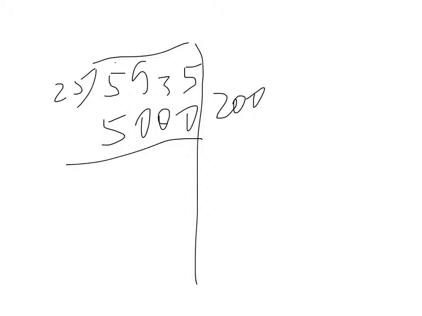So if we take away 5,000 from 5,935, we have 935. Now we need to find how many 25s fit in 935.